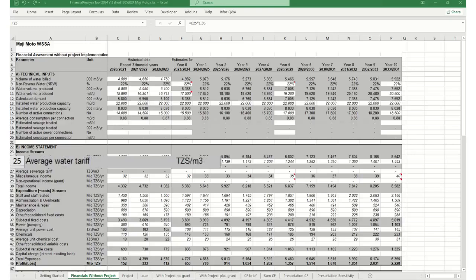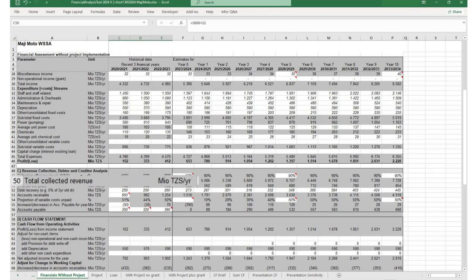The average water tariff is automatically calculated for the historic data. This should be in line with your weighted average tariff level for the respective year. If it is not, please check and verify your data entry, especially income from water sales and amount of water billed.